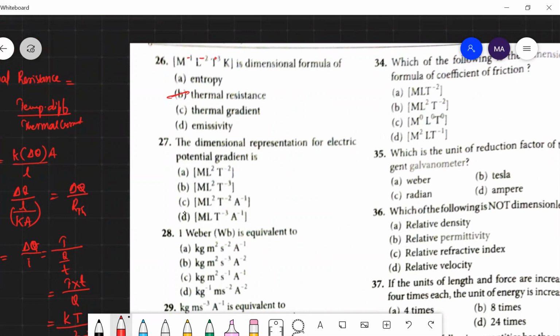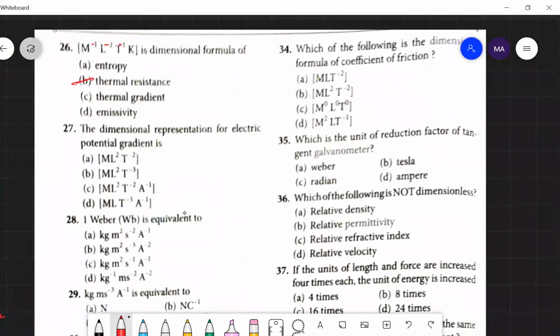27 is it. Next one is the dimensional representation for electric potential gradient. What do you mean by electric potential gradient? Potential divided by length. So electric potential gradient is equal to potential divided by length. Potential is nothing but work done divided by charge into length. So work done formula is M L square T power minus 2 divided by charge, which is A into T, A is ampere, T is time, into length. If I simplify this, it comes out as M L T power minus 3 A power minus 1. So the fourth option will be the answer.